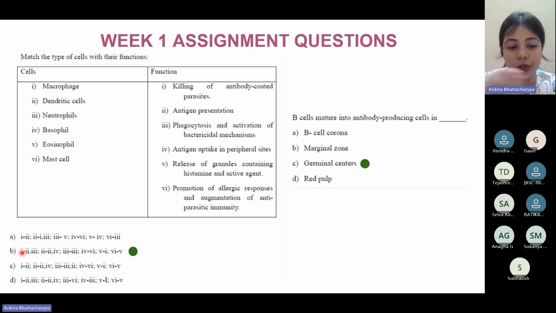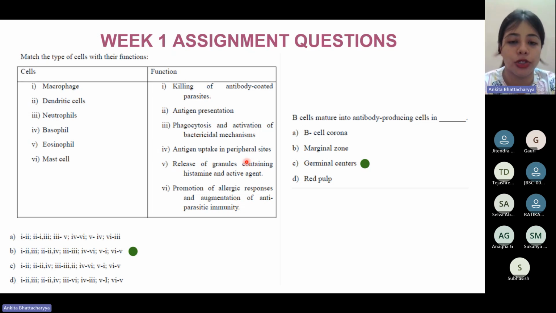Because it would be difficult to show why the other options are not correct, I'll go through option B directly. Macrophages have been linked to 2 and 3, which means they are capable of antigen presentation. We know that. And also for phagocytosis, they engulf cells, and they are also responsible for killing bacteria, or bactericidal mechanisms can be activated. For option 2, we have dendritic cells, again antigen presenters, but they are also responsible for taking up antigens in peripheral sites. Dendritic cells do not mediate killing of antibody-coated parasites. They are not granulocytes. They cannot release granules, and they do not promote allergic responses. So obviously, those are not correct.